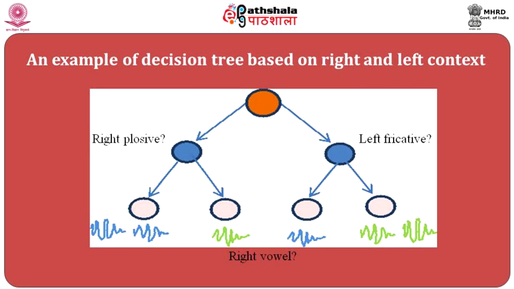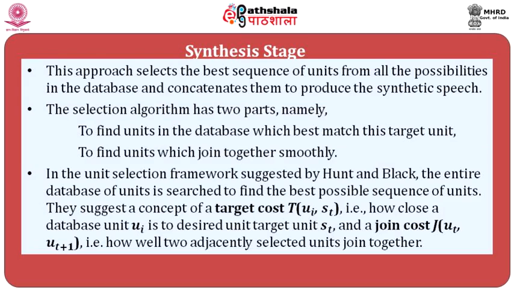Now we have come to the synthesis stage. So in general, there is a large database of speech with variable number of units from a particular class. This approach selects the best sequence of units from all the possibilities in the database and concatenates them to produce the synthetic speech. This selection algorithm has two parts, namely to find units in the database which best match the target unit, and to find units which join together smoothly.